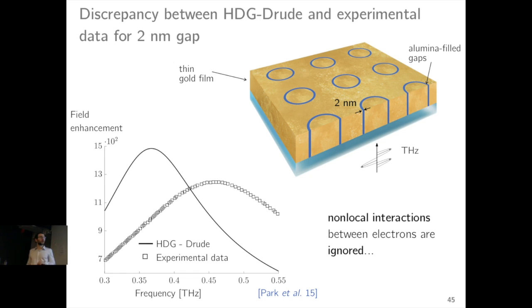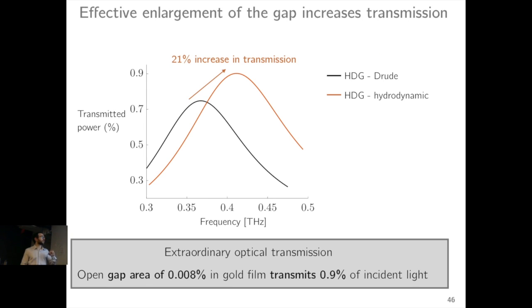Okay, so now revisiting this problem, this periodic annular nanostructure, where we were observing this mismatch, since the nanogap is of 2 nanometers, we might expect that the non-local interactions actually play an important role in this problem. And it turns out that they do. So first of all, we examine the optical transmission of this structure, and as you can see, where before we had a maximum transmission of about 0.75%, now we get a 21% boost in transmission, all the way to 0.9% of incident light.